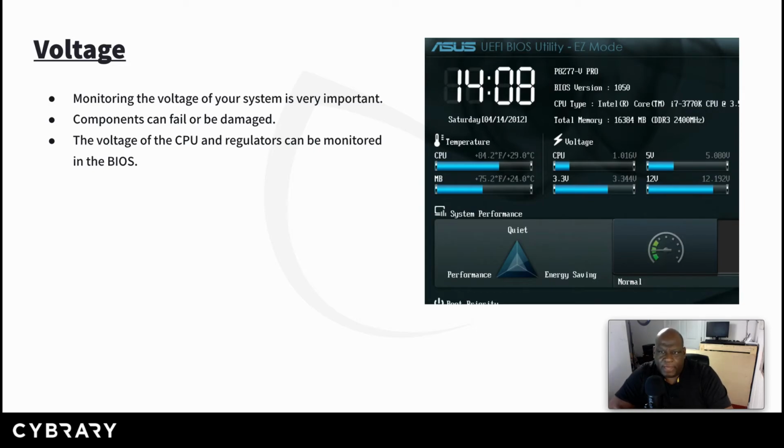Voltage monitoring, very, very important. Monitoring the voltage of your system, like I said, is critical. Components can fail or be damaged because of improper voltage. If the voltage is too low, over a period of time that can degrade the components. If it's too high, of course, we know that it may burn or zap the components. The voltage of the CPU and regulators can be monitored in the BIOS, and here you have an example of the ASUS UEFI BIOS utility and the monitoring of the voltage.